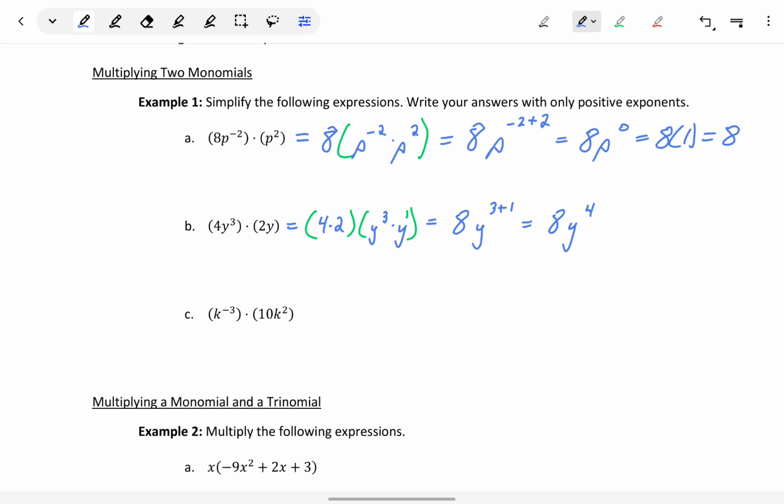In part C, we have k to the negative third times 10k squared. We can again rearrange the order of that multiplication and modify the grouping to rewrite this as 10 times k to the negative third times k squared.